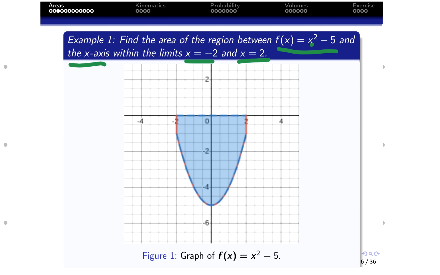If you plot x squared minus 5, this is what you get. But then we want to calculate the area between it and the x-axis. This is the x-axis. Normally it should go up that way and go up this way. But we want to find the area between it and the x-axis within the limits minus 2 and 2. That's why we have just this region.